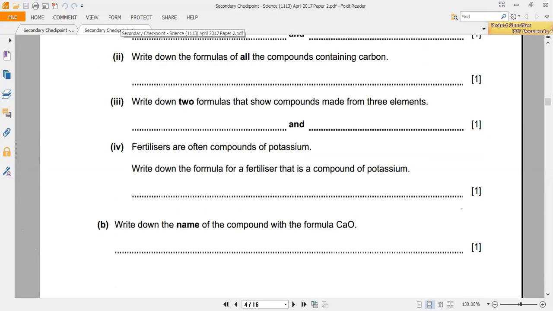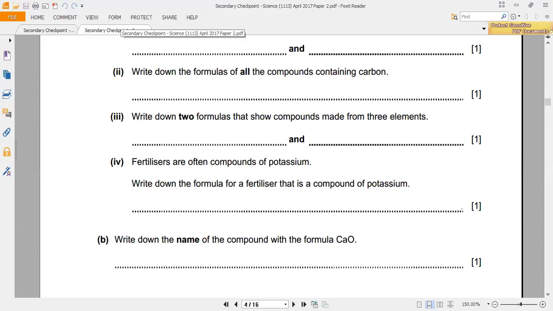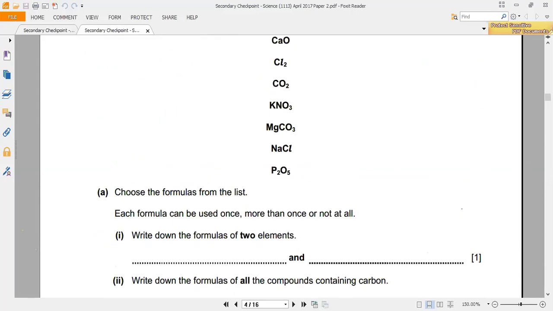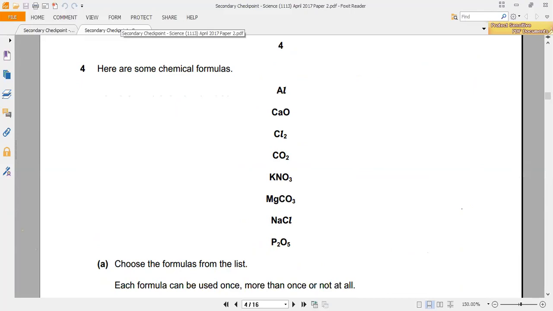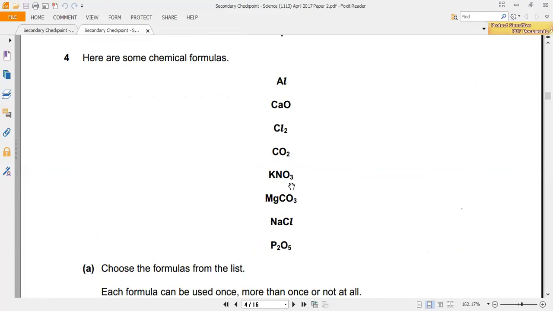IV. Fertilizers are often compounds of potassium. Write down the formula for a fertilizer that is a compound of potassium. Of course, the compound of potassium here is KNO3.